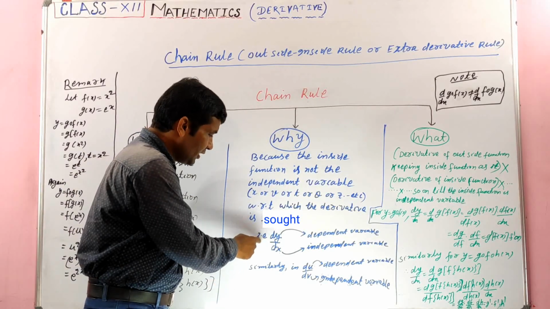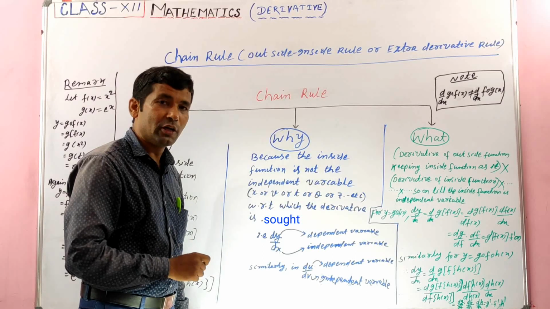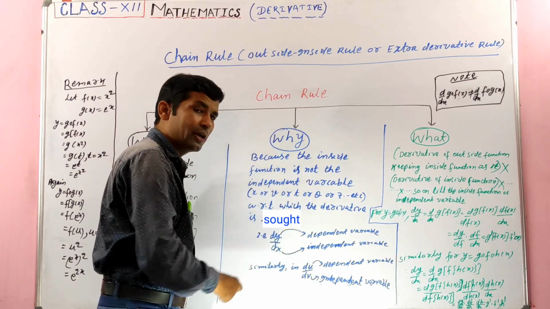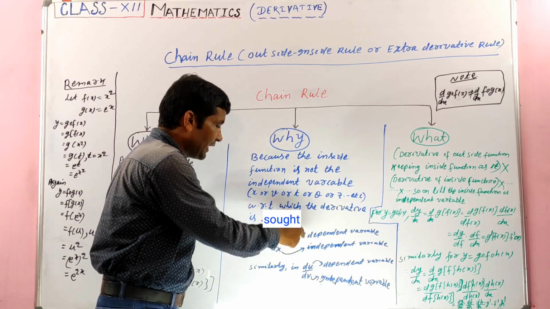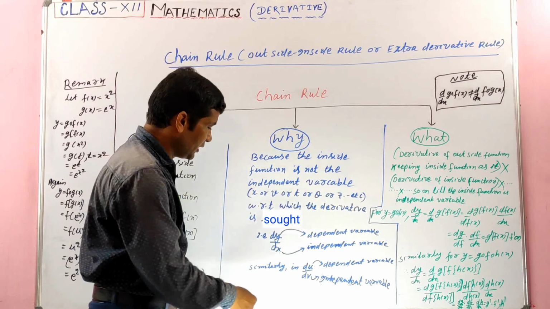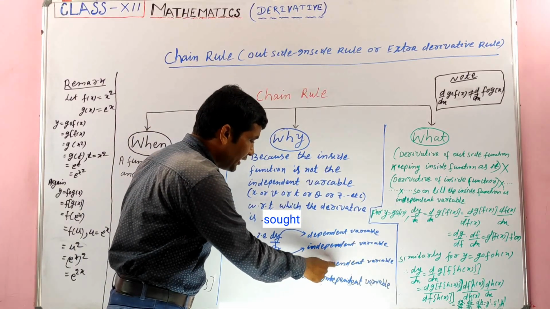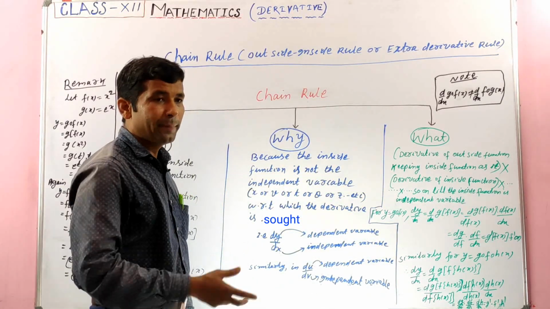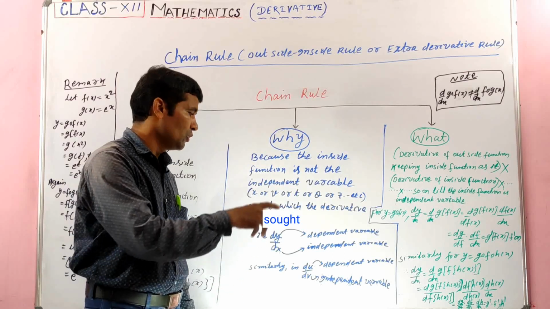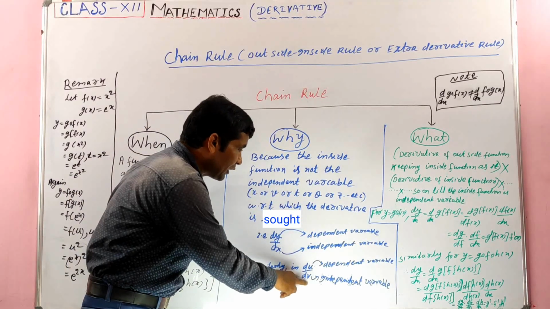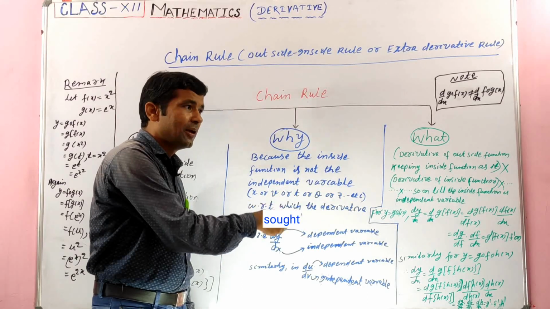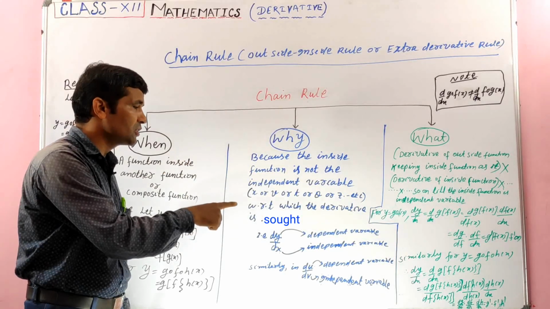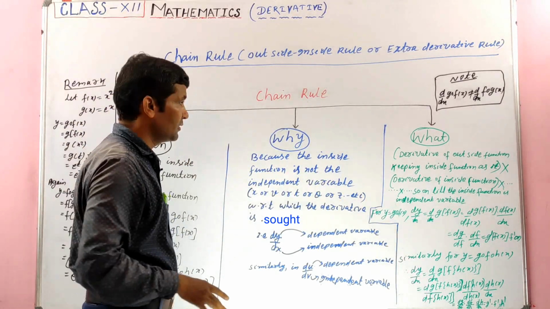See here, dy by dx, suppose it is asked for dy by dx, then the upper variable y is called the dependent variable and the lower variable x is called the independent variable. Similarly, for du by dv, u is called the dependent variable, v is called the independent variable. So, when the derivative is asked with respect to x or with respect to v, we have to see whether the inside function is that independent variable or not. If not, then the chain rule is applied.